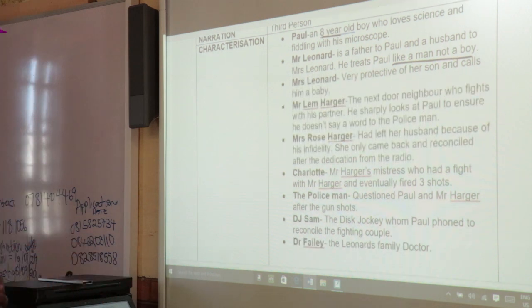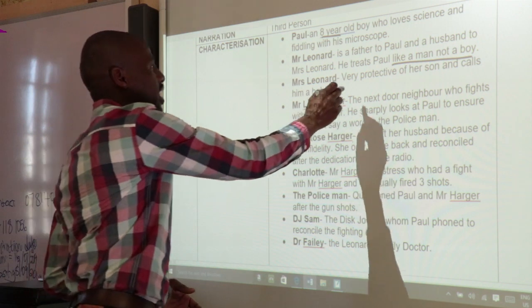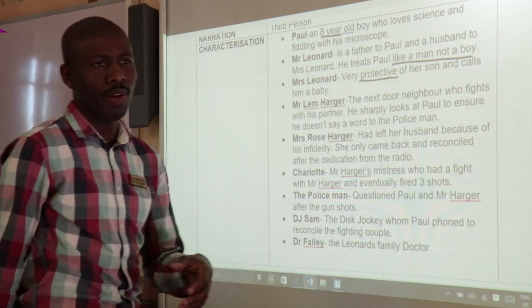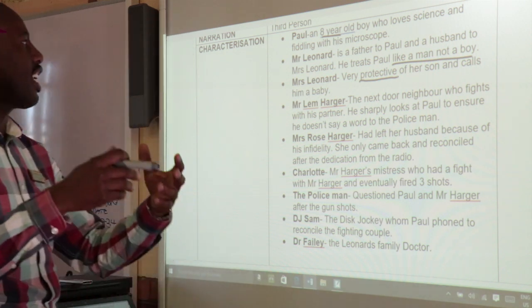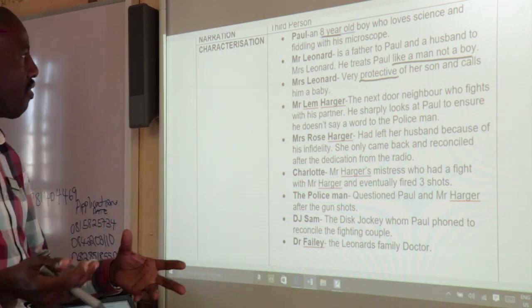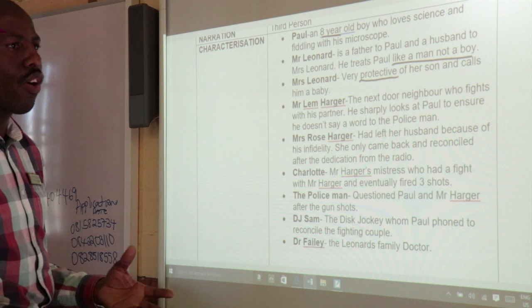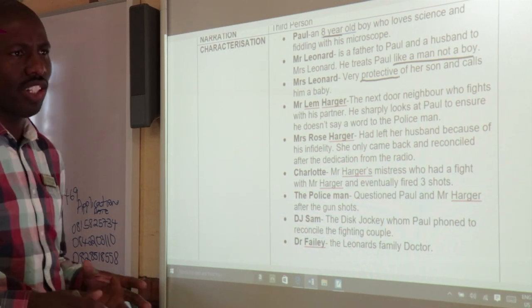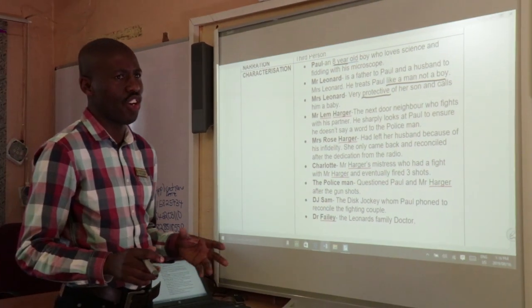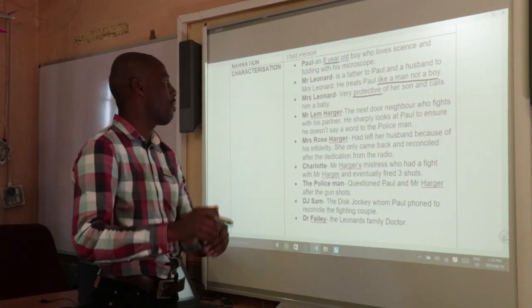For us, I'm not sure if 8 years old is old enough. But there's another culture. Mrs. Leonard, there's the mother, Paul's mother. She's very protective. She fights because she wants the son to be protected. She wants the son to be happy, to be safe. And she always calls him a son or a baby. And Mr. Leonard is not happy with that. He says, no, he's now a man. Stop calling him a baby.